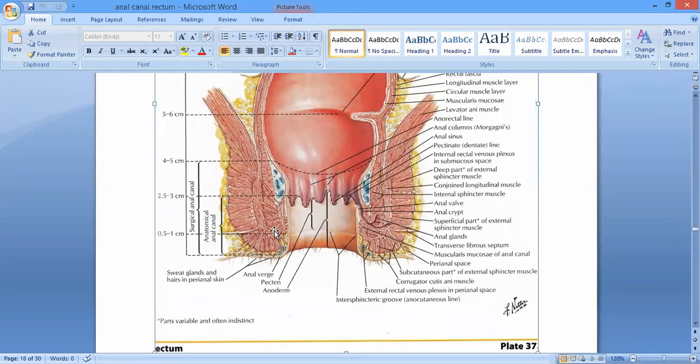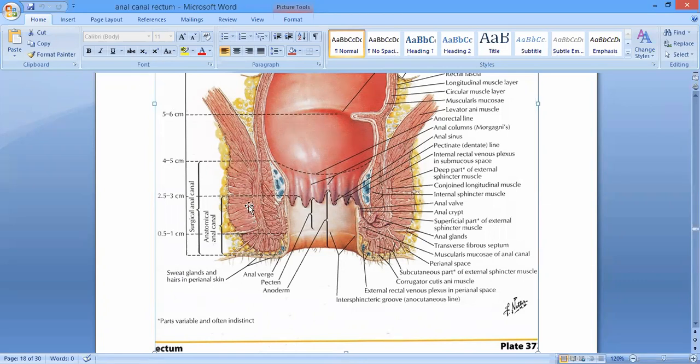And this is involuntary. This internal sphincter is enclosed by the longitudinal muscles, just striped from here, right? And these longitudinal muscles are going to form the external anal sphincter, right? This is going to form the external anal sphincter.